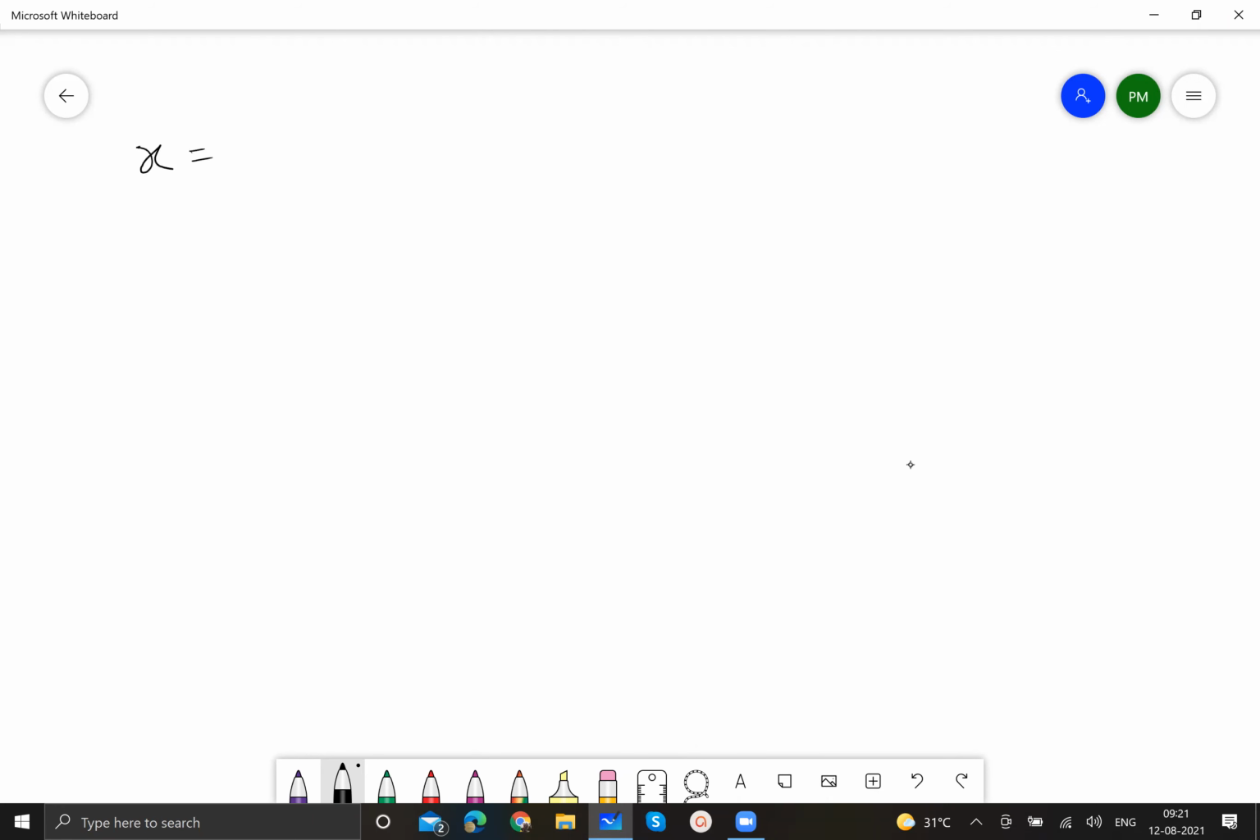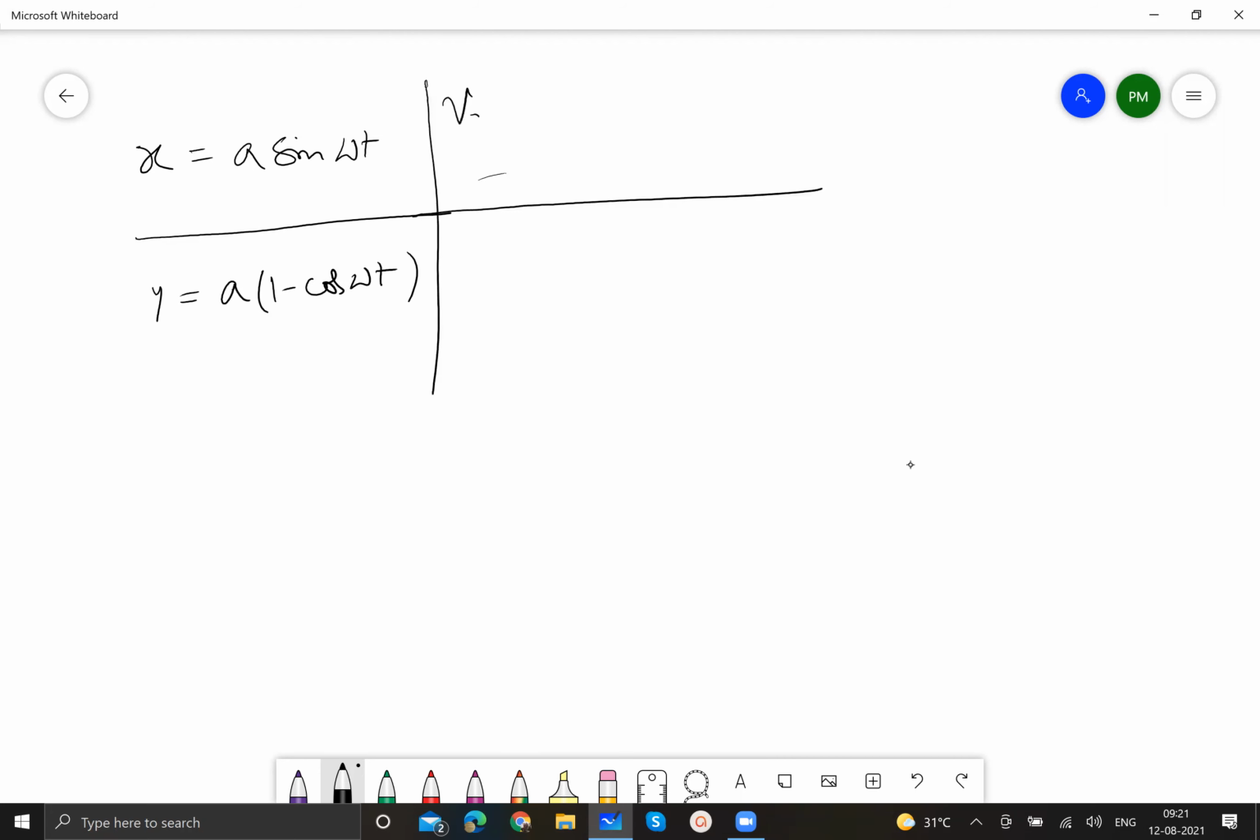So x is equal to a sin omega t, y is equal to a into 1 minus cos omega t. So here, Vx is dx by dt. Integration and differentiation should be used eloquently without any hesitation.